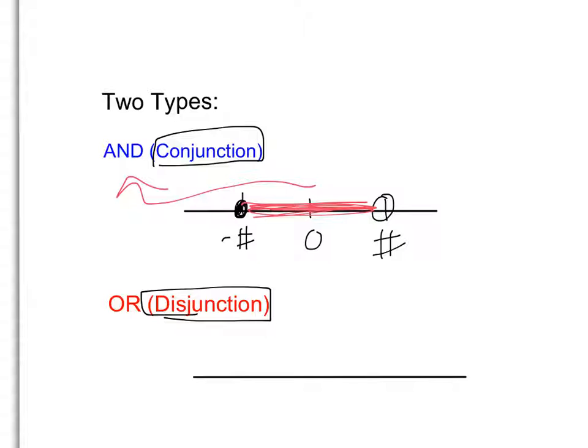An OR statement, or a disjunction, goes like this. If you have 0 and let's say your number's over here, a closed circle, and this is also a closed circle, it doesn't matter. If you have an OR statement, that means they're going to graph away from each other. If they graph away from each other, that is an OR statement. You'll see now when we look over a couple of examples.